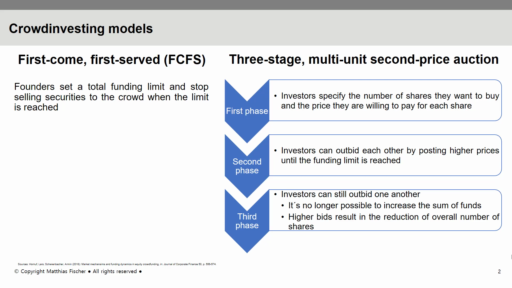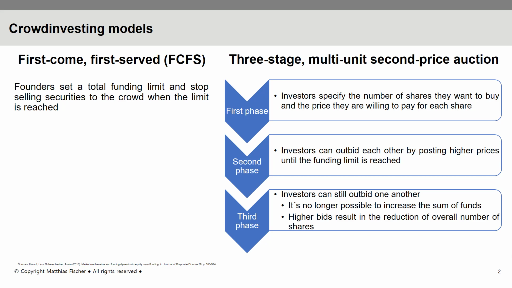The third and final phase of the auction begins as soon as the previously set funding limit is reached. In this phase, investors can still outbid each other. However, it is then no longer possible to increase the total amount. Higher bids therefore lead to a reduction in the total number of tickets and thus to a reduction in the number of investments that a startup has to sell for a certain amount of capital. In practice, only a few campaigns reached the third phase of the auction, while all other campaigns ended before reaching the third or even second phase.